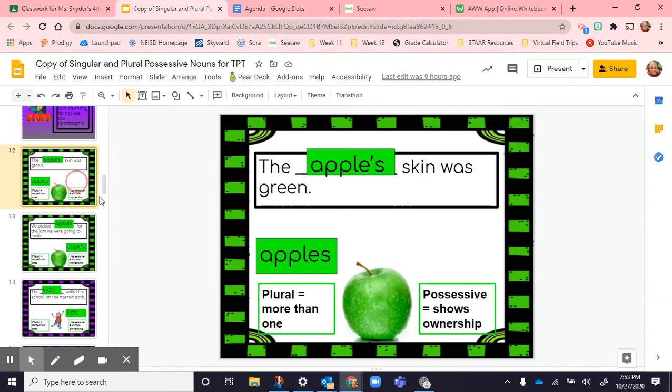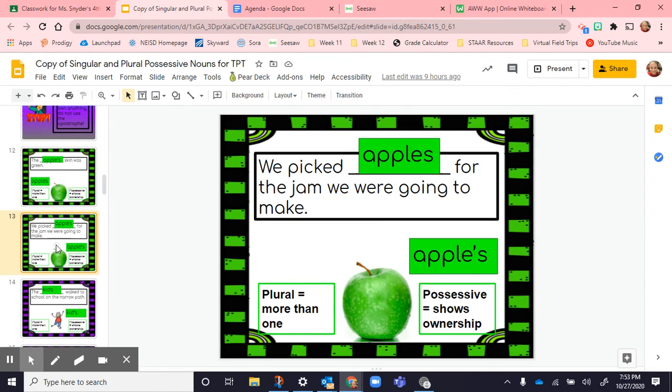All right, so here we practiced some of these. The apple skin was green. The skin belongs to the apple, so it needs the apostrophe S, showing that ownership. However, here, we picked apples for the jam. If you look at the word after for, that word does not belong to apple. That doesn't make any sense. So apples, meaning we're just collecting a lot of them. It's plural, there's more than one. We're making jam, so we're going to need a lot of apples.